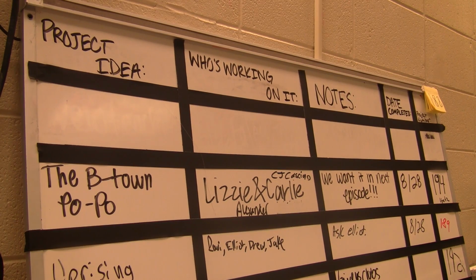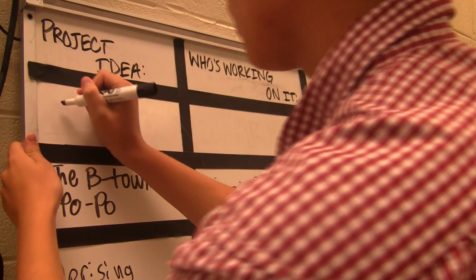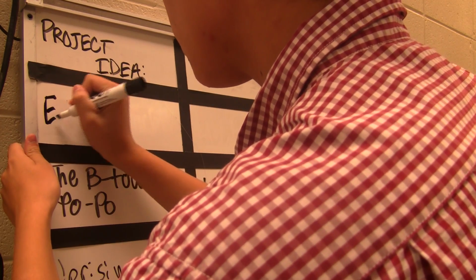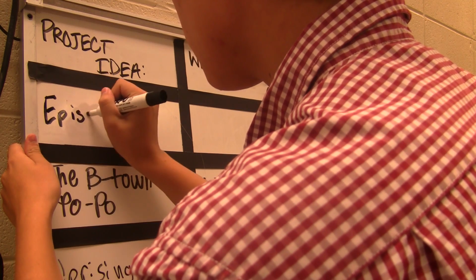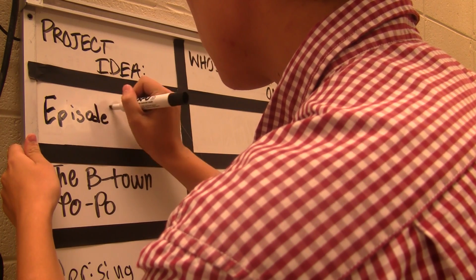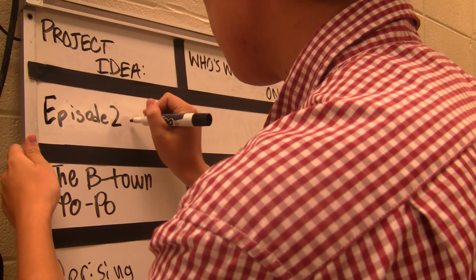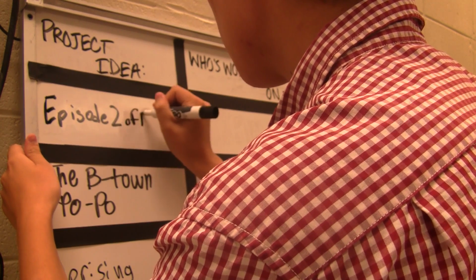This is the number system for labeling and editing projects for BHS TV. This is the whiteboard. In the first column, you write down your project idea. In this case, it's episode 2 of BHS TV. The project idea does not necessarily need to be the final name of your project.